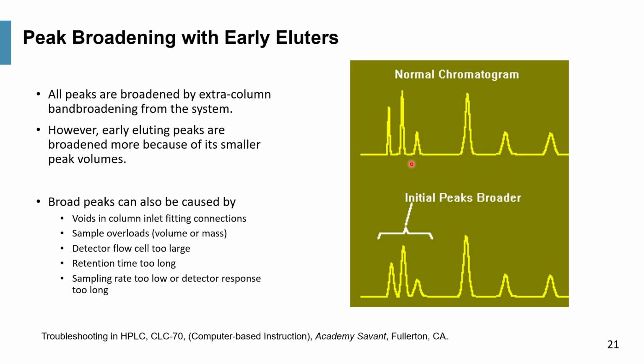So it could be due to extra column band broadening, such as the detector flow cell being too big when you use a UHPLC column on an HPLC detector with a large flow cell volume, and also very likely caused by the inlet fitting connection not being done properly. There's a void in there. So when you make a connection, particularly on the inlet fitting, make sure that the tubing is pressed inside, bottomed out at the fitting.